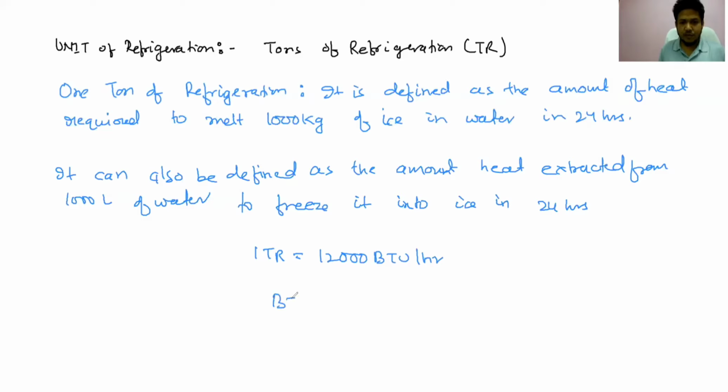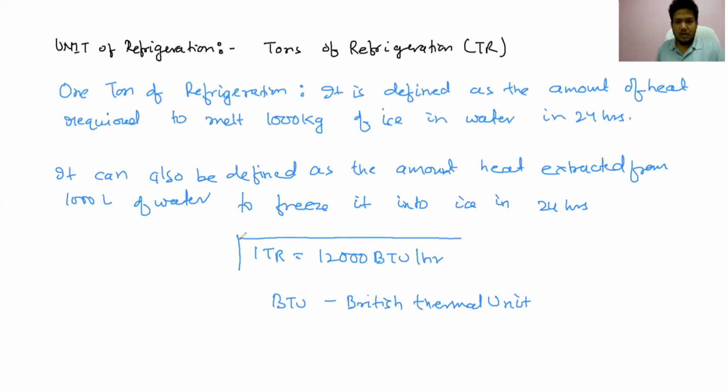BTU is British thermal unit. Now, how to derive this value? We can also derive how this 1 TR equals 12,000 BTU per hour. Let's see the second statement, that it can also be defined as the amount of heat extracted, which enables to freeze 1000 liter of water into ice in 24 hours. Okay, so in order to do that, let's move to the second slide.